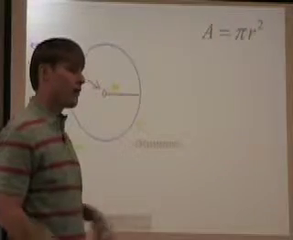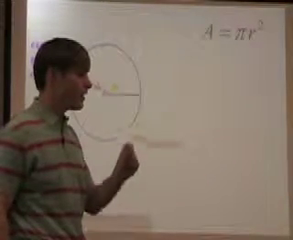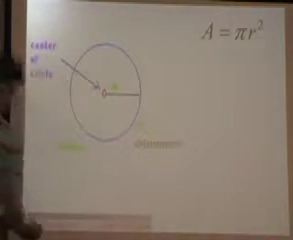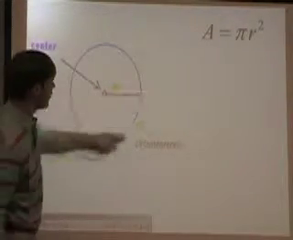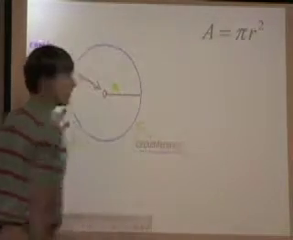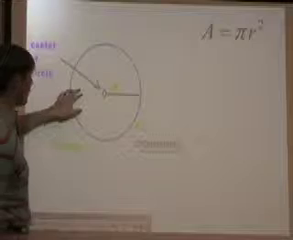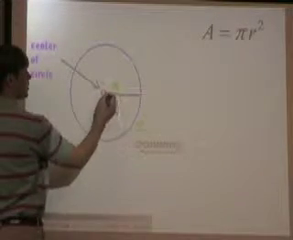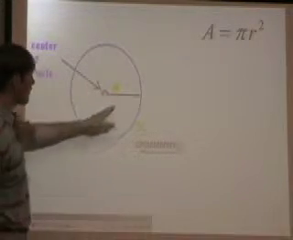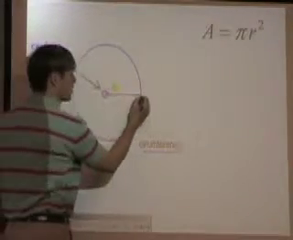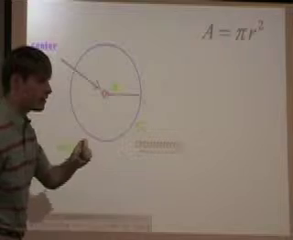Now, today we're going to learn how to find the area of a circle. Well, to do that, you have to know the parts of the circle. All the way around it is the circumference, but we're not finding the circumference. We're finding the area. This is the center of the circle, and this is the radius. From the middle of the circle to the outside is the radius.